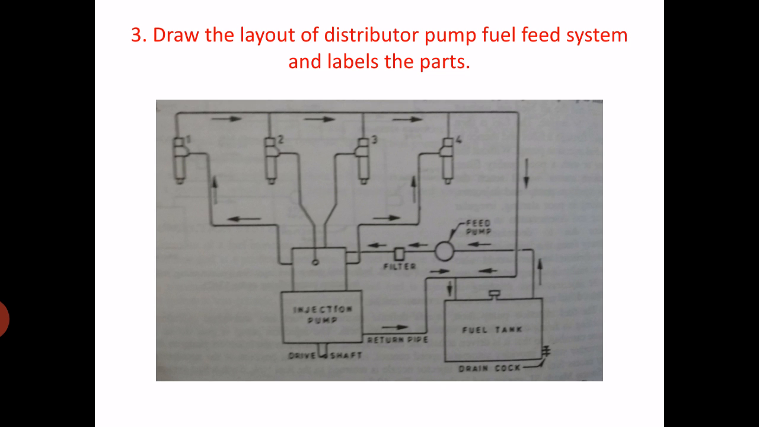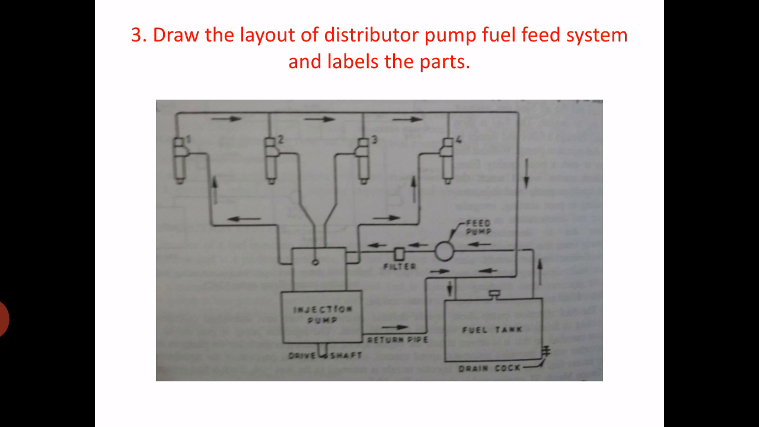Next one is, draw the layout of distributor pump fuel feed system. So it is shown here, what are the main parts of this distributor fuel feed system. Again there is a fuel tank, but here only one pump is used, that is the distributor pump. It is driven by the camshaft. We have the fuel feed pump, filter, then pressure lines and return line.